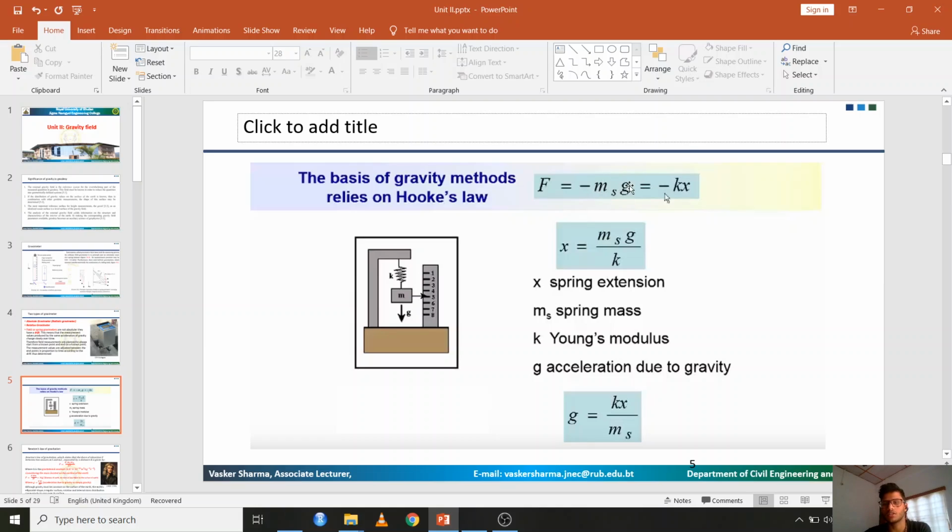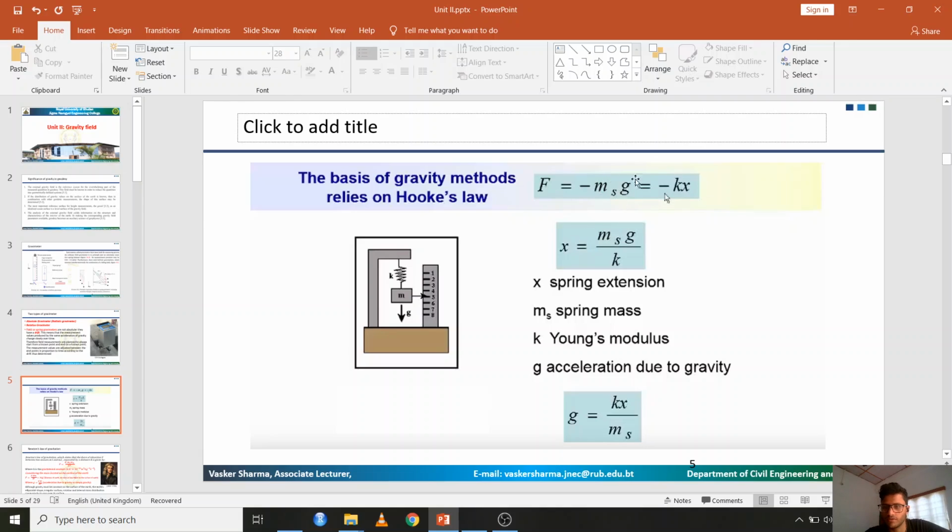So mass times acceleration due to gravity, as per Hooke's law, is equal to the spring constant k, which is the Young's modulus of the spring, times the deformation, that means how much the spring has extended or contracted. That is the value of x. The negative sign simply means that the force is acting downward, so no need to be confused about the negative sign here. Now, how much it has deformed or extended, x, is given by this simple equation.